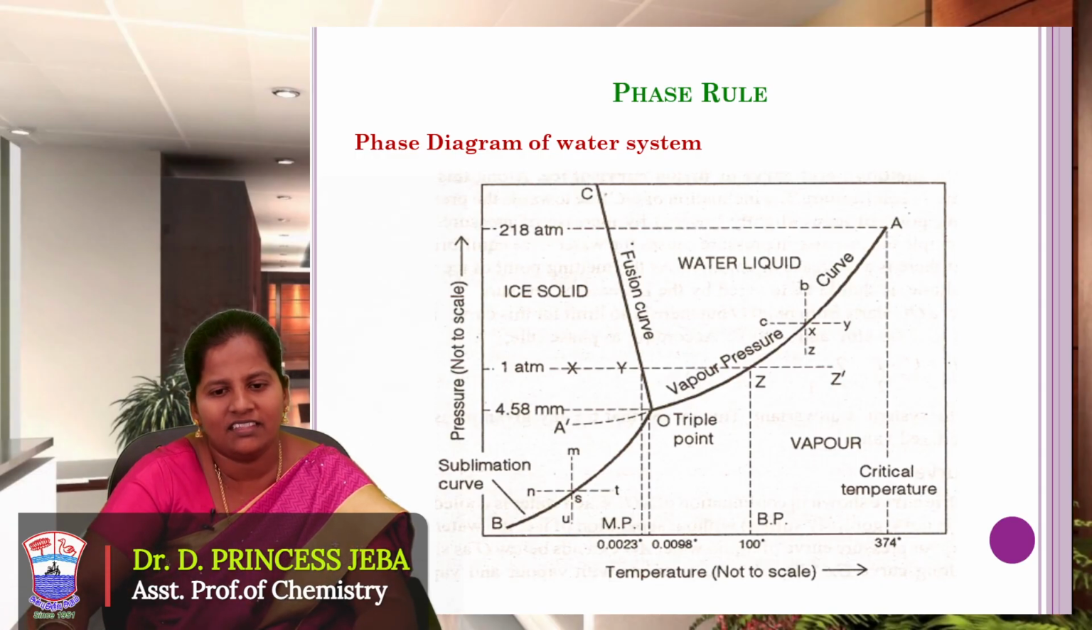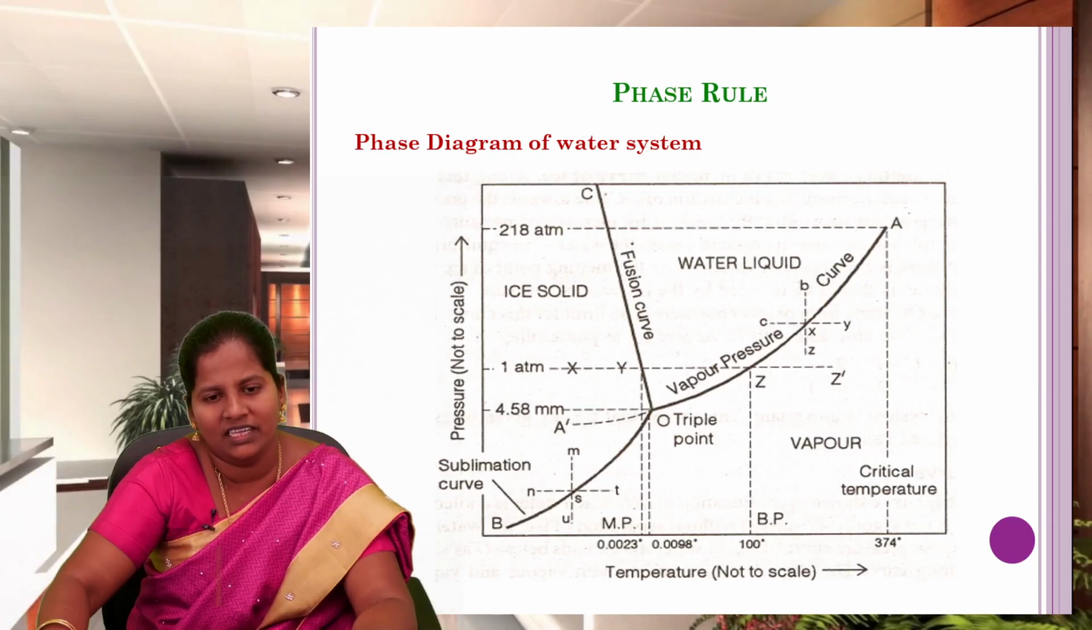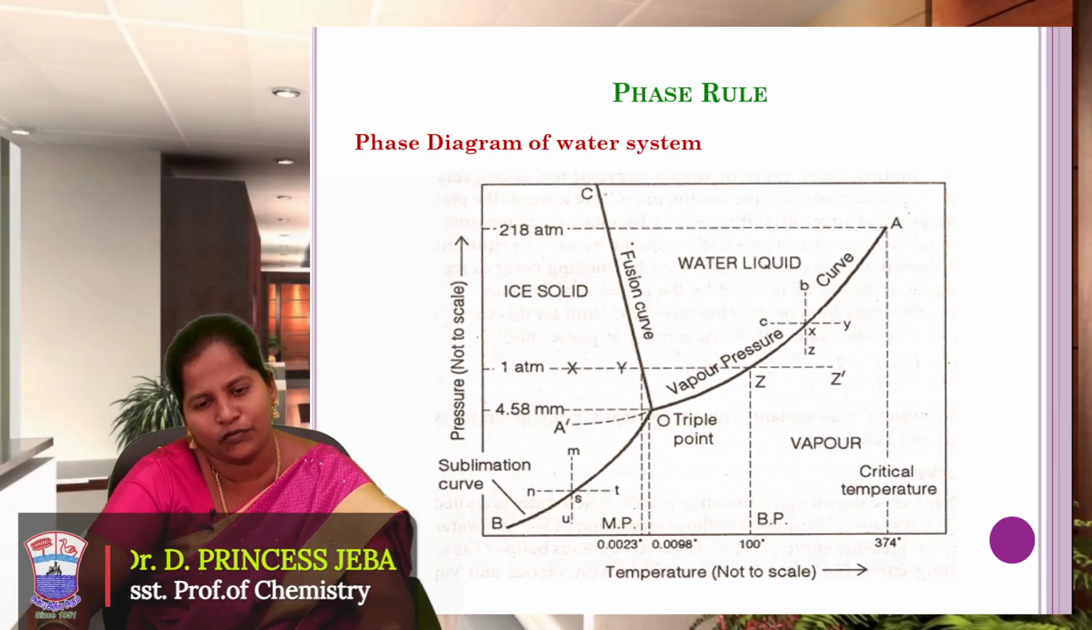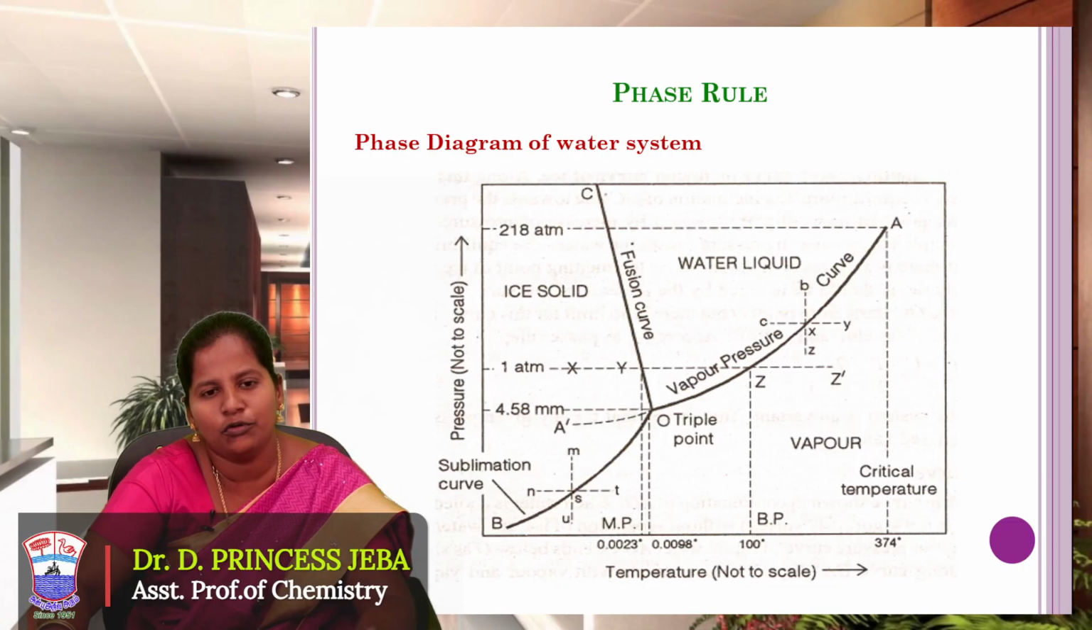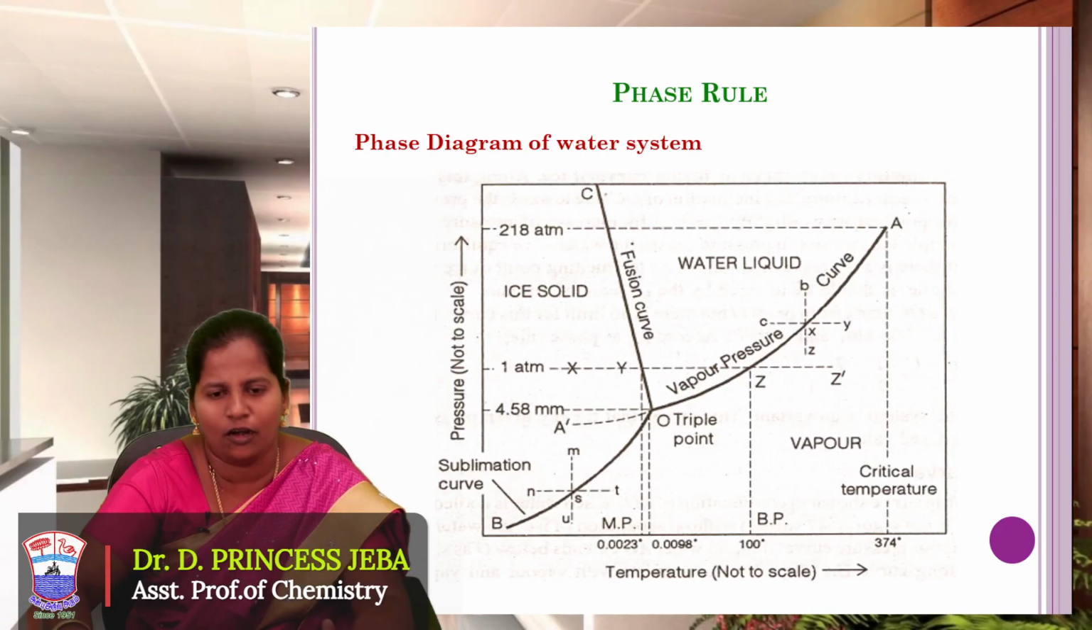Then, another line, which is OC, is called the fusion curve. Along the curve OC, solid ice is in equilibrium with water. Ice fuses to form water. So we have two phases: one is solid ice, another is liquid water. There is a significance: this curve slants towards the lower temperature side. As the pressure increases, the curve slants towards the lower side.